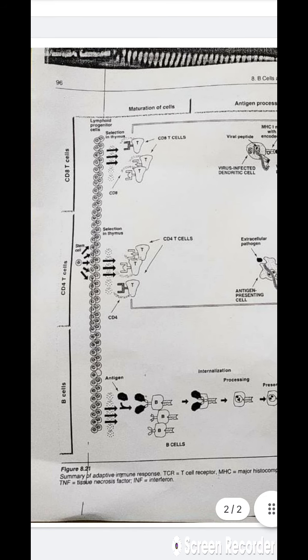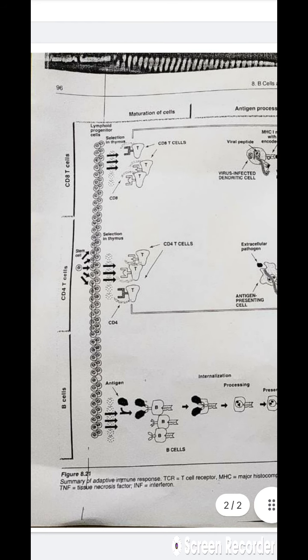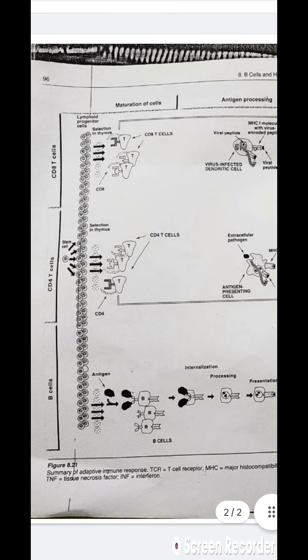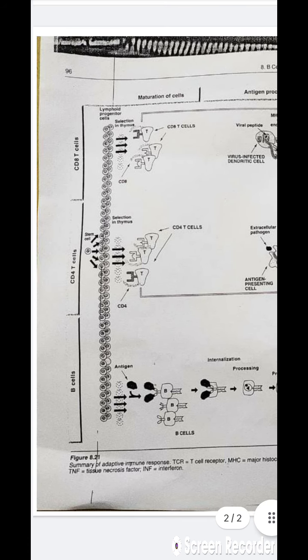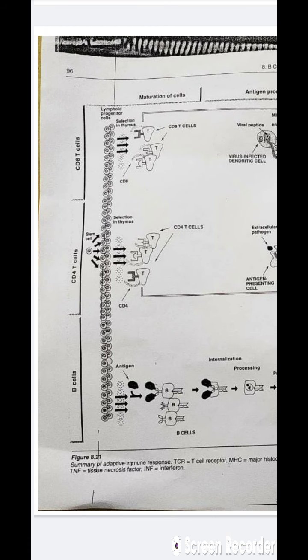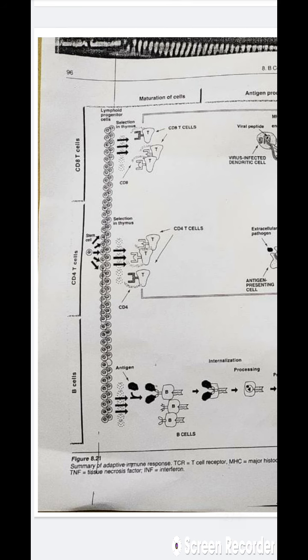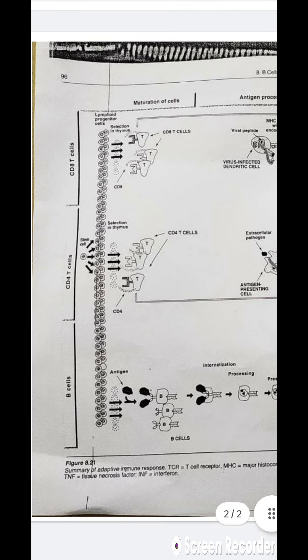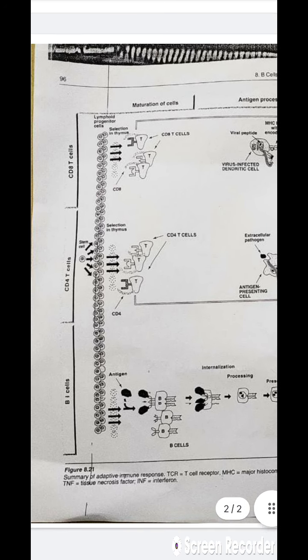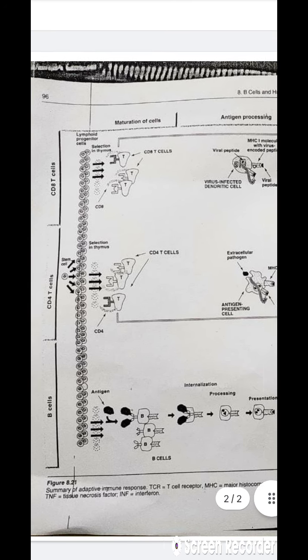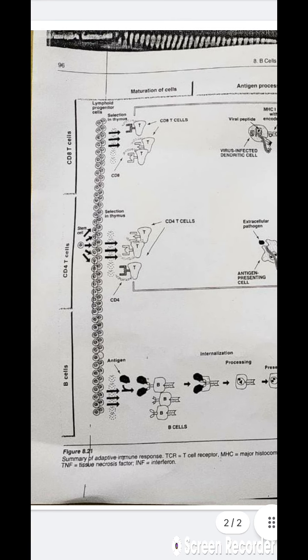Already you know that in immunology there are two types of immunity: one is humoral immunity, another is cytotoxic immunity or cell mediated immunity. Now the B cells mediate the humoral immunity. Please see the left hand side. B cells mediate the humoral immunity or antibody mediated immunity, and the T cells mainly mediate the cell mediated immunity.